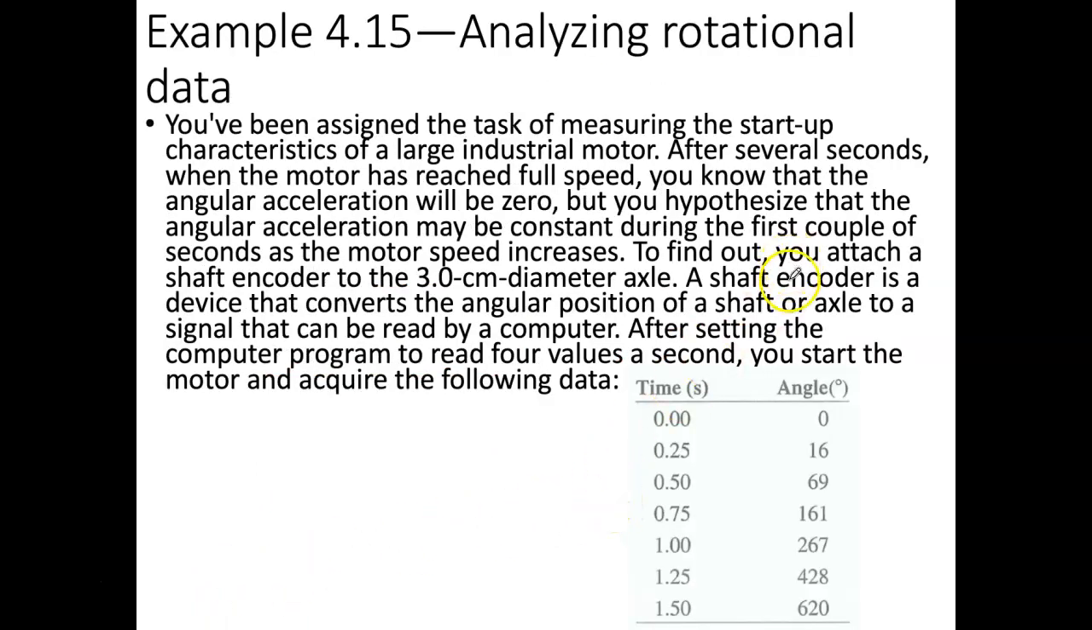If I want to analyze rotational data, for example, I've got something that's turning. These are some times, and these are the angles at those times. I've attached a shaft encoder to a 3 centimeter diameter axle, and I'm trying to measure the startup characteristics of this very large industrial motor. When it reaches full speed, I know the angular acceleration is 0, but it should be constant during the first couple of seconds as it speeds up. So that's what I've done.